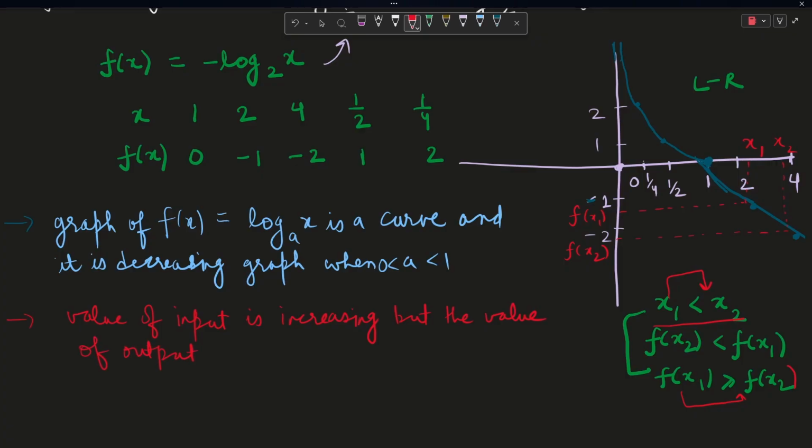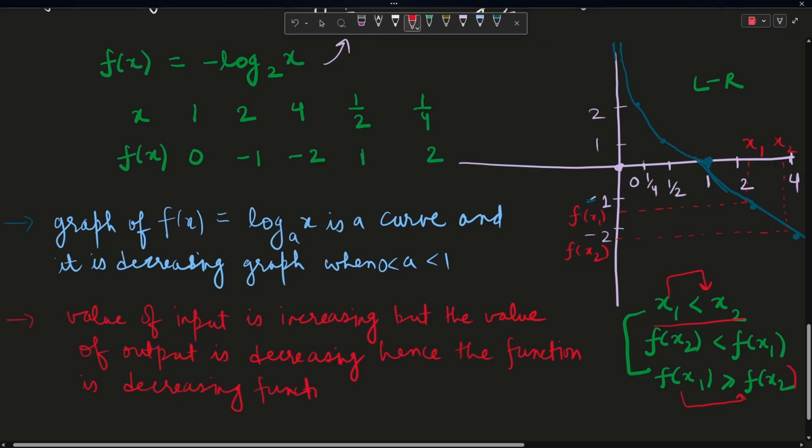So the value of input is increasing, but the value of output is decreasing. Hence, the function is decreasing, and the function is a decreasing function when a is greater than 0 and less than 1, right?